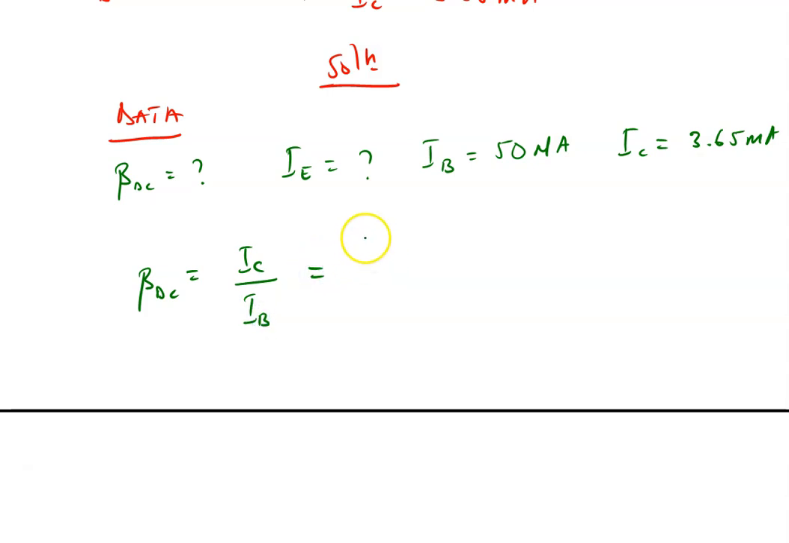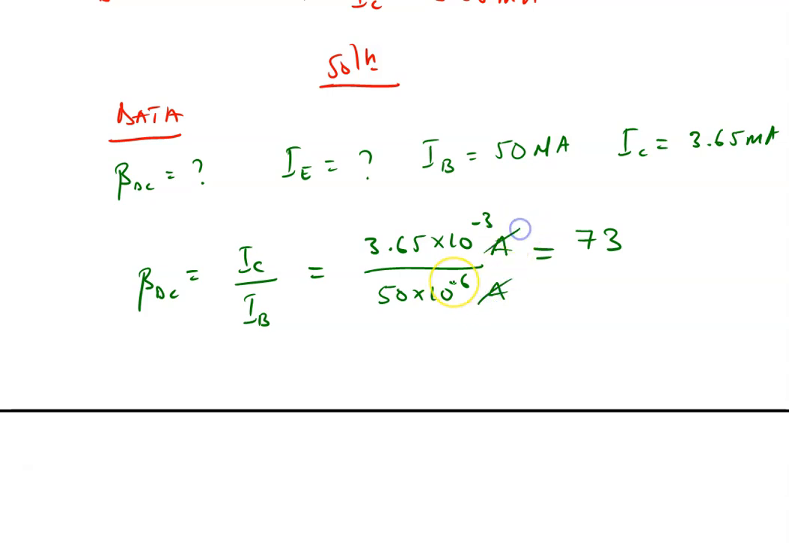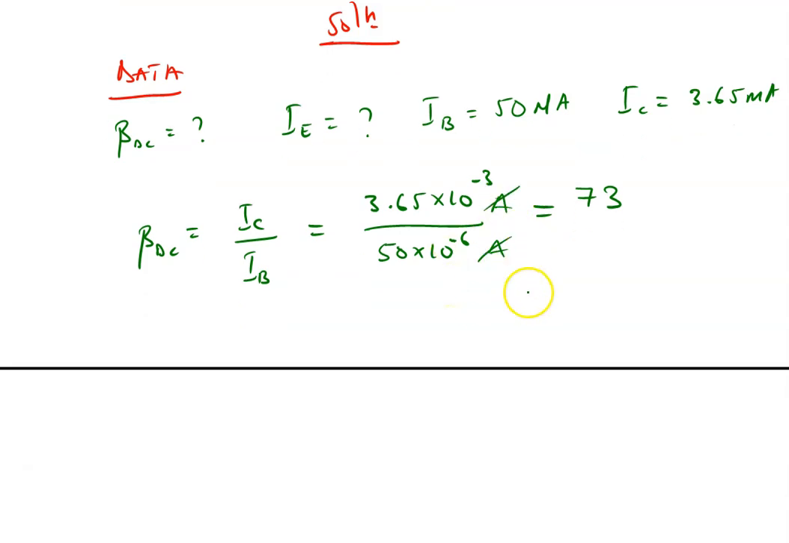And that will give us IC, which is 3.65 times 10 exponent minus 3, that is the milli, all divided by 50 times 10 exponent minus 6. And after simplifying everything, I'm going to get 73. It's a gain, so it has no units. The current is here and the current is here, the current will cancel out. So it has no units.